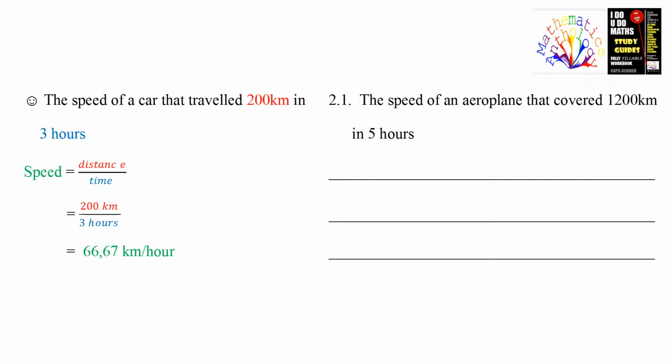The next one, rate. The speed of a car that traveled 200 kilometers in 3 hours. So we need to calculate this. Now we know that speed is equal to distance over time. That is a constant formula. So speed will be distance, which is 200 kilometers, over time, which is 3 hours. So distance over time is 200 over 3, which is 66,67, and that is kilometers per hour.